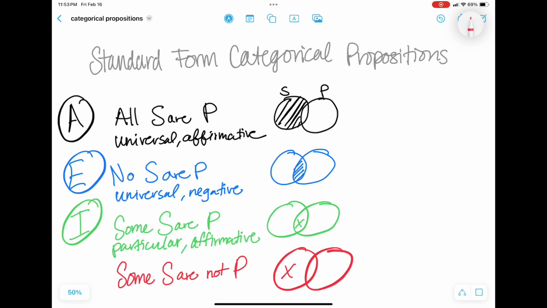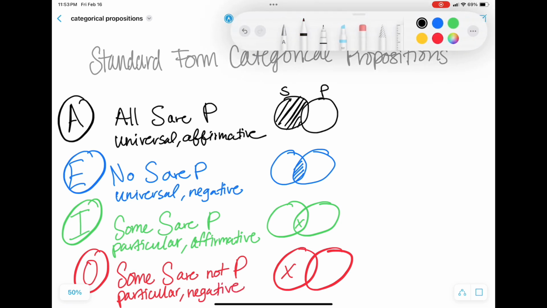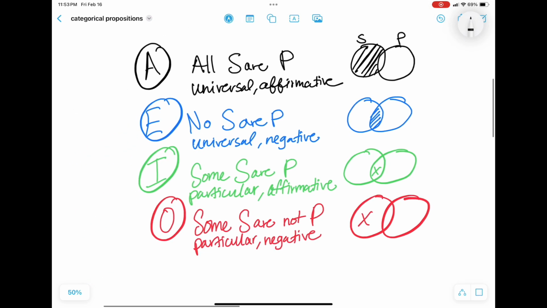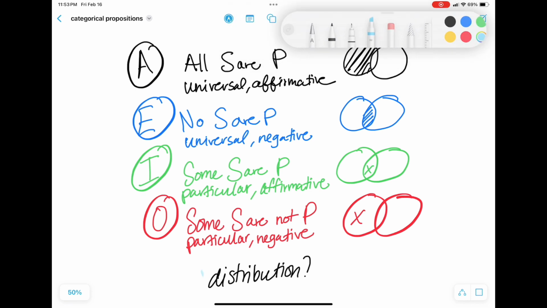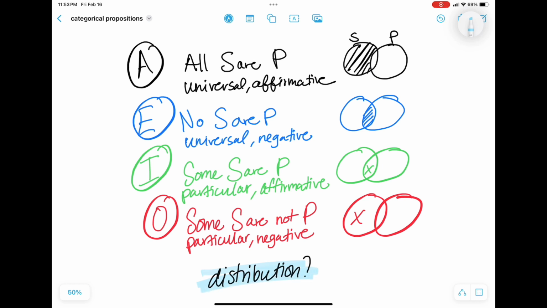In an O claim, we say that some S are not P, and this means there's at least one thing in the region that has S but not overlapped with P. This is also a particular claim, and it's making a negative statement about what is not P. So those are the 4 kinds of categorical proposition in standard form: A, E, I, and O. So it's important to commit these to memory. It's going to be really useful for learning about logical relations between these types of statements.